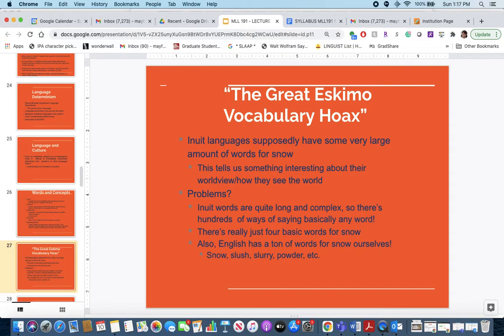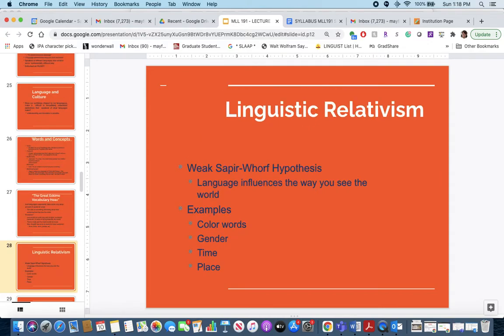If you think about it, English also has words for snow. We have snow, slush, slurry, powder, right? So to say that the Inuit have more words for snow because they're surrounded by snow a lot is actually very similar to American English. We have a lot of words for snow. And so a lot of linguists maybe don't believe in determinism, that language definitely determines your thought.